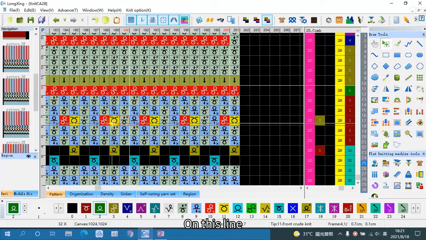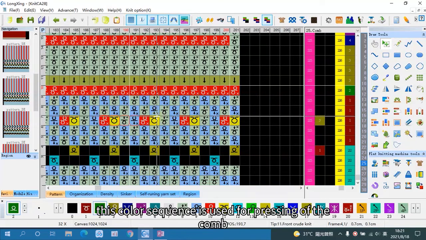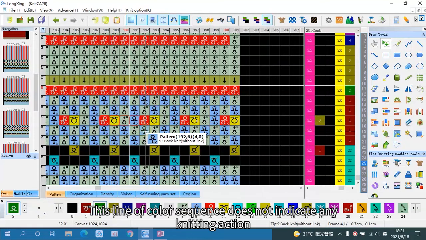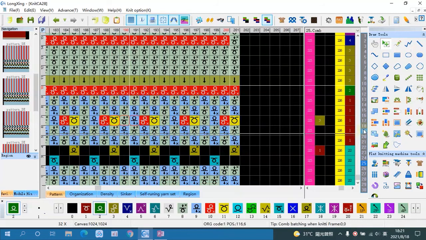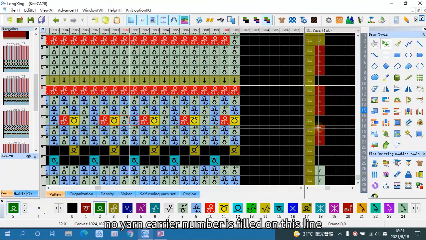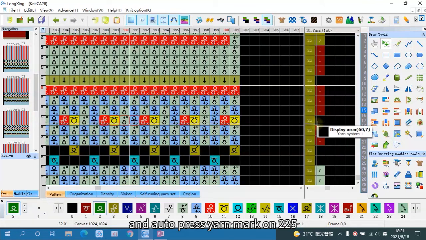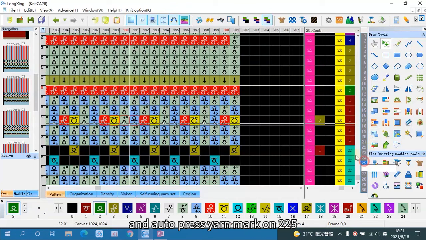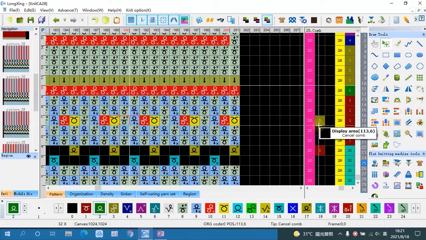On this line, this color sequence is used for pressing of the comb. This line of color sequence doesn't indicate any knitting action. On function line 215, no yarn carrier number is filled on this line and auto press yarn mark on 225. It indicates the automatic pressing line.